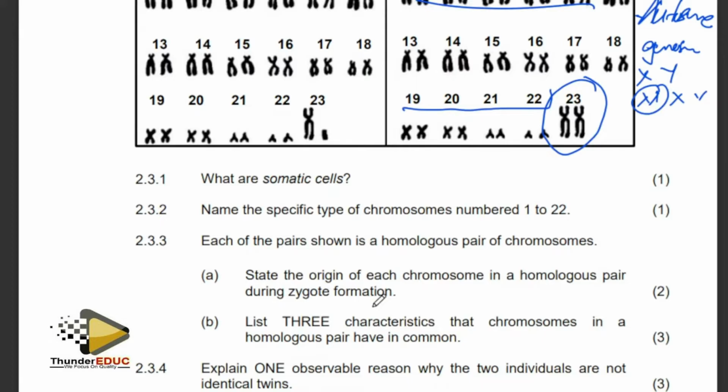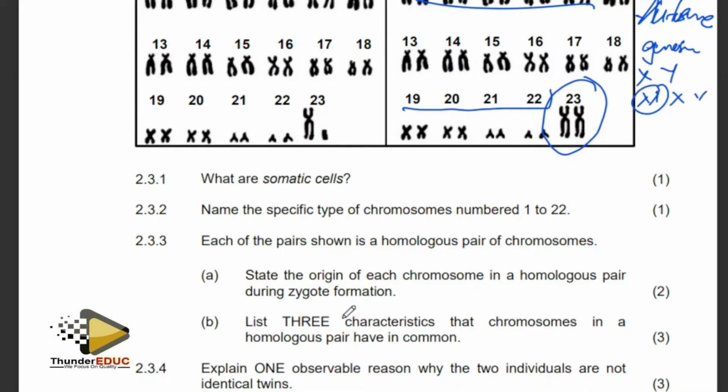Definitely, one came from the nucleus of the ovum and the other came from the nucleus of the sperm. Meaning that one chromosome came from the mother and the other chromosome came from the father. This one came from the nucleus of the ovum, this one came from the nucleus of the sperm, and then fertilization took place and a zygote was formed. That's what they are looking for.